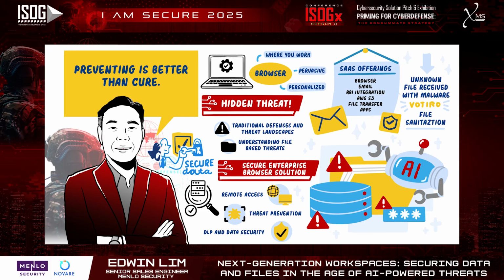He also says that where you work is pervasive and personalized. It all starts in the browser. And of course, they have SaaS offerings, which include browser, email, RBI integration, AWS S3 file transfer, and apps. Now, as Edwin said, if you have more questions regarding these, all you have to do is visit their booth. We'll give you a little bit more time before we start our closing ceremonies for you to be able to go around all of the booths.